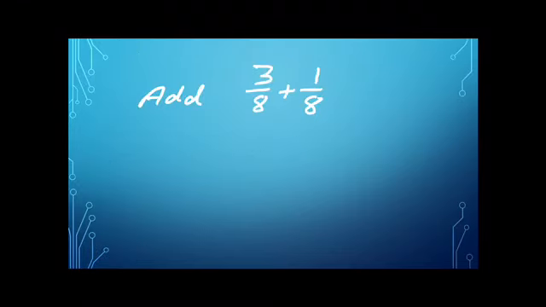The first question: add 3/8 to 1/8. If you notice, the denominator in both of these is eighths. So we are actually saying, how many eighths do we have? We have 3 plus 1, which is 4/8. Now we can simplify that, because 4/8 is 1/2.